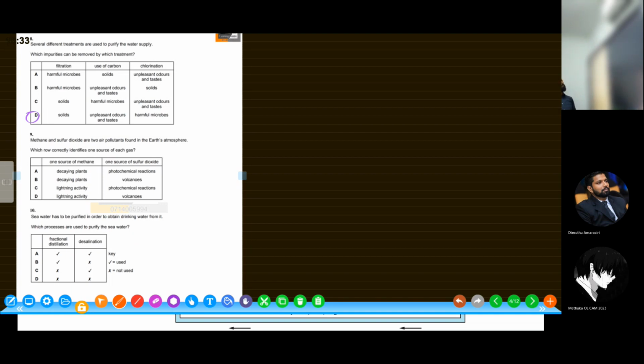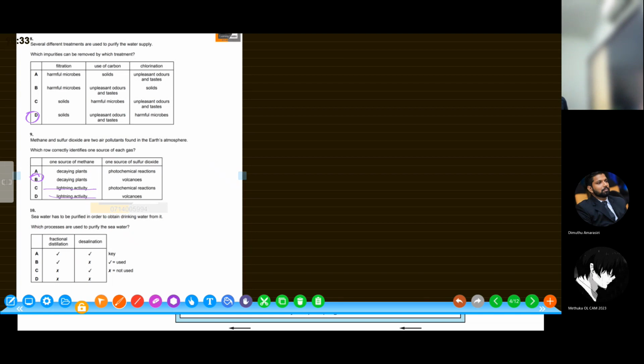Methane and sulfur dioxide are two air pollutants found in Earth's atmosphere. Which row correctly identifies one source of each gas? One source of methane: decaying plants. Lightning is for nitrogen dioxide. One source of sulfur dioxide: volcanic eruptions. Therefore, the answer is B.